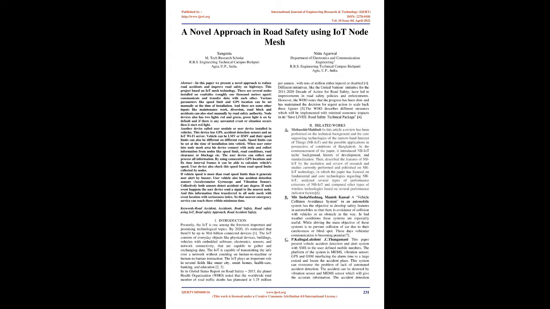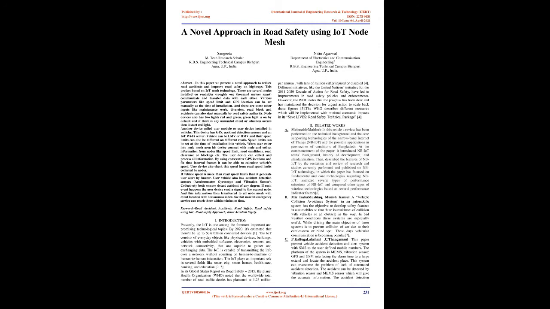When a user enters the node mesh area, his device connects with a node and collects information from nodes like speed limit, road conditions, road clearance, or blockage, etc. The user device can collect and process all information. By using consecutive GPS locations and fixed time interval frames, it can calculate the vehicle's speed. The user device also checks the speed against the road speed limits collected by nodes. If vehicle speed is more than the road speed limit, then it generates a user alert by buzzer.